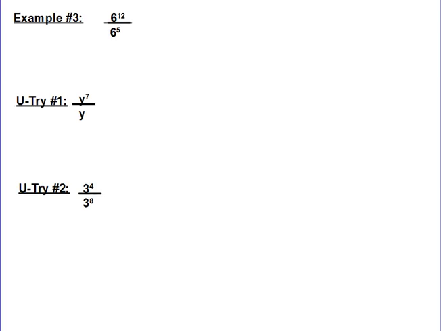So in example number 3, if we follow the same rules where the bases are the same, 6 is my base, my exponents of 12 and 5, keep the base the same, find the difference of the exponents. 12 is larger than 5, so I'm doing 12 minus the 5. Base stays the same, find the difference, and we're looking at a difference of 7. It's done. Don't make it complicated. Try the next 2. Simplify it so that where you have bases that are the same, you're subtracting their exponents.